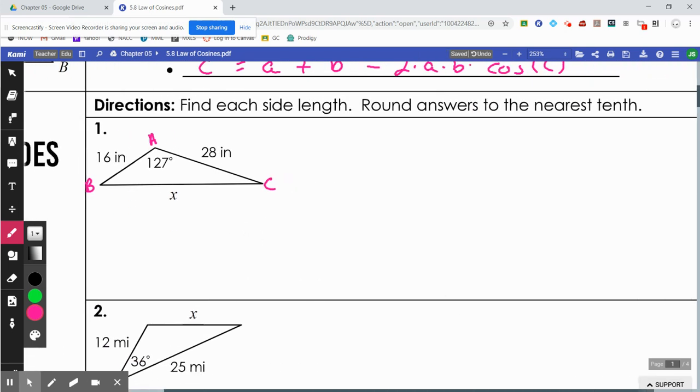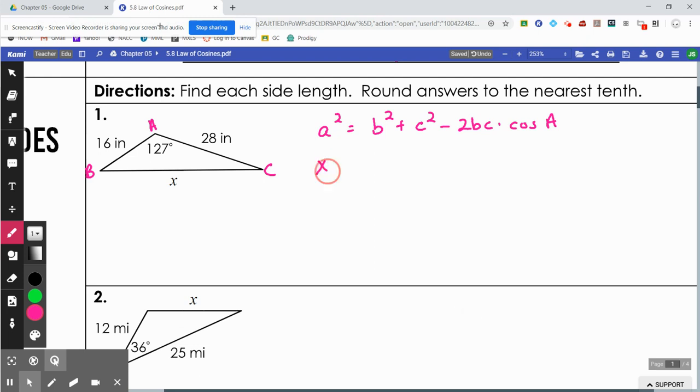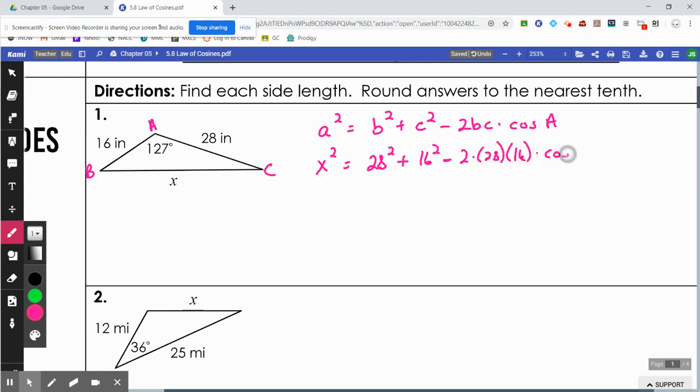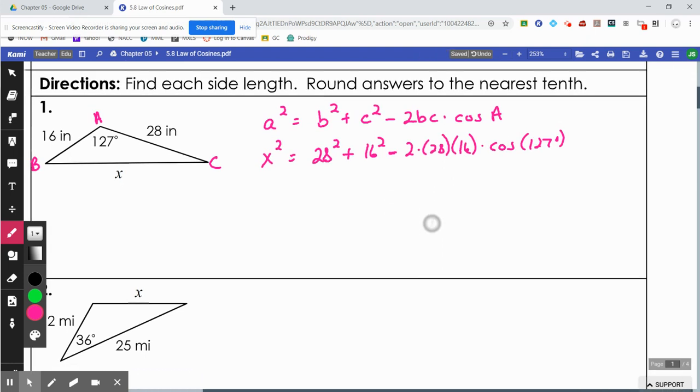So here's the law of cosines. Now let's plug in everything we know. Our small a is our x. Our small b value is 28, so x squared is equal to 28 squared plus our small c is 16. So everywhere you have a b, let's put a 28. Everywhere you have a c, let's put a 16 times the cosine of angle A, which is 127 degrees.